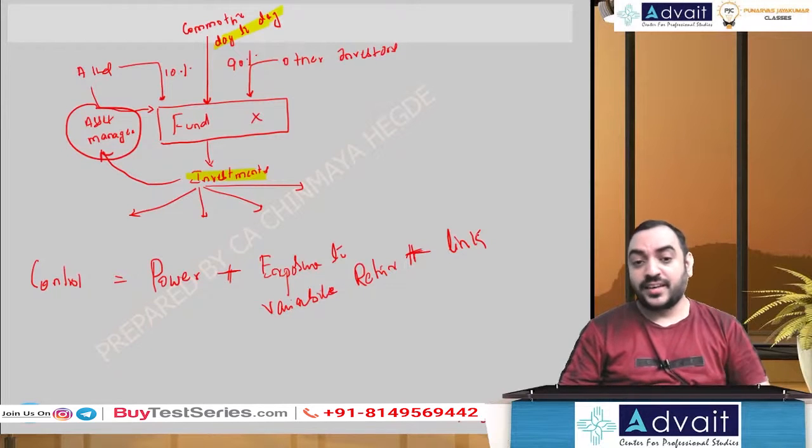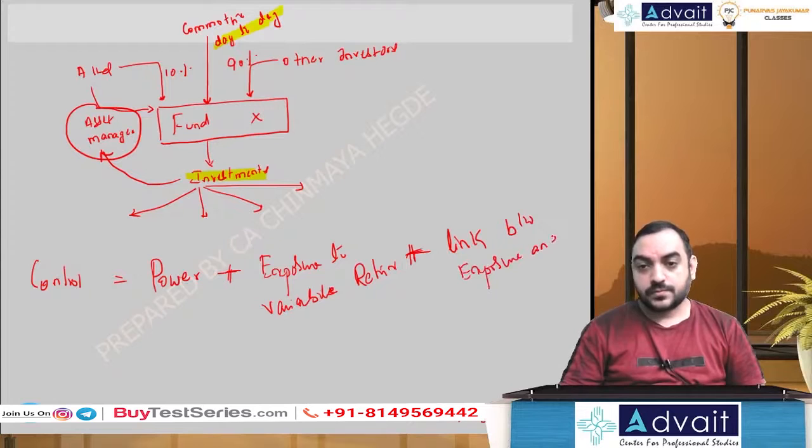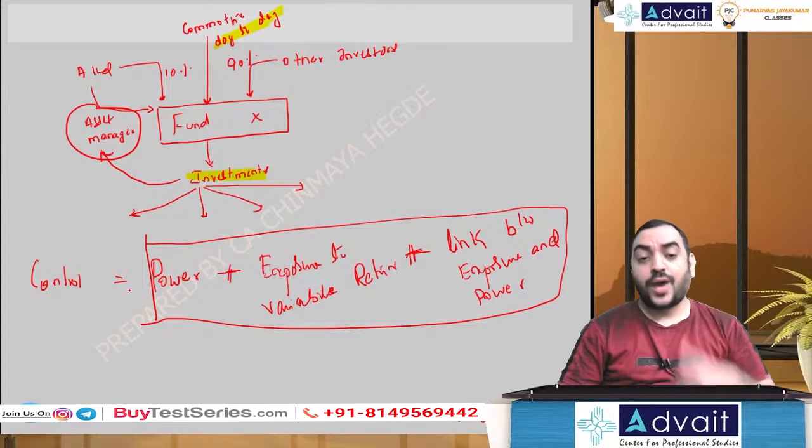That is the ability to generate this exposure, then the ability, a link between exposure and power. These three should be there. Then only you say that, oh, you have control.